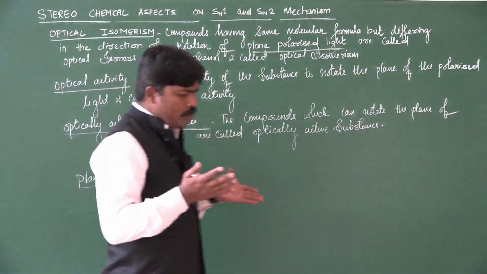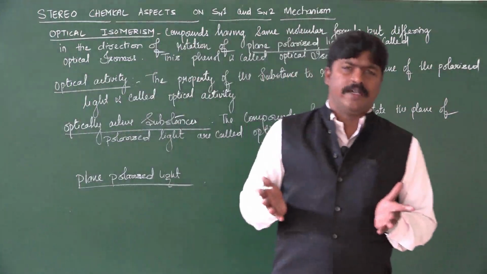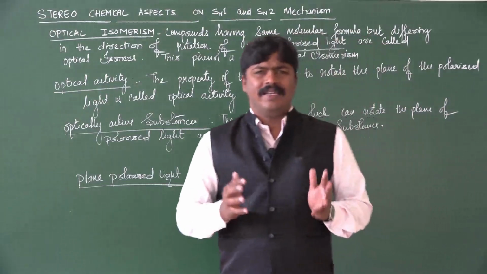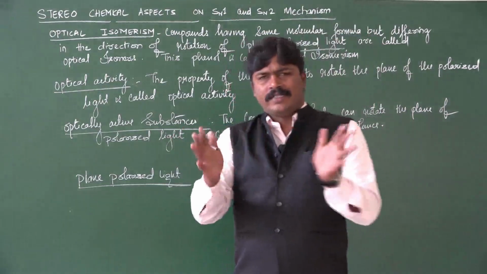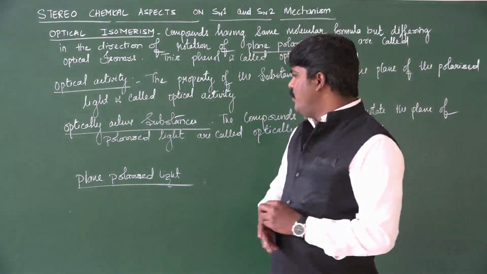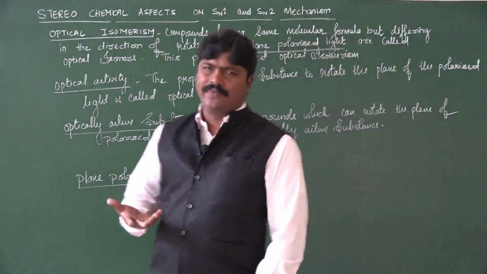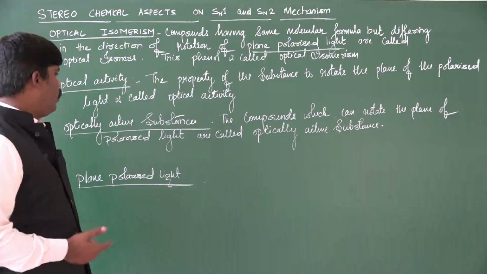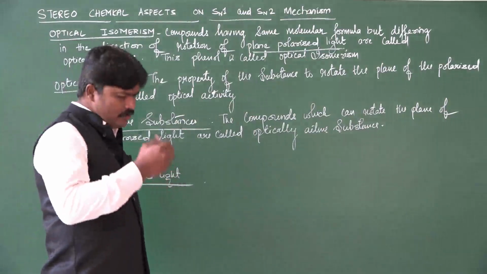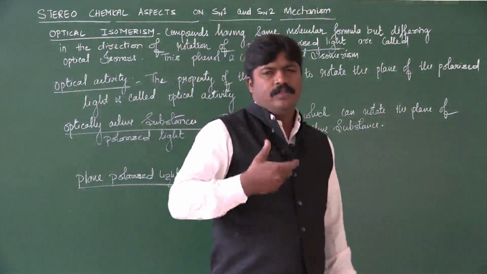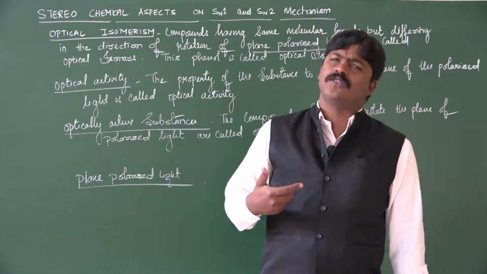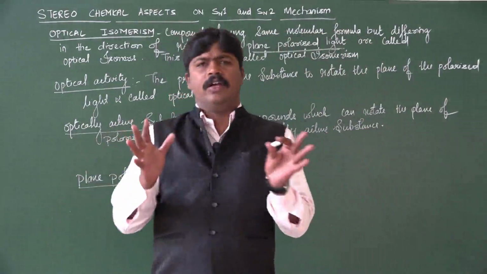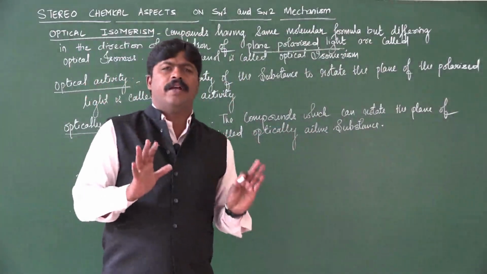And as I told you, all organic compounds need not be optically active. There are a few which are optically active and a few which are optically inactive. So we have to characterize them and take them for our study, and we call them optically active substances. The compounds which can rotate plane polarized light are called optically active substances, or optically active compounds. I am making it very clear that all organic compounds need not be optically active.